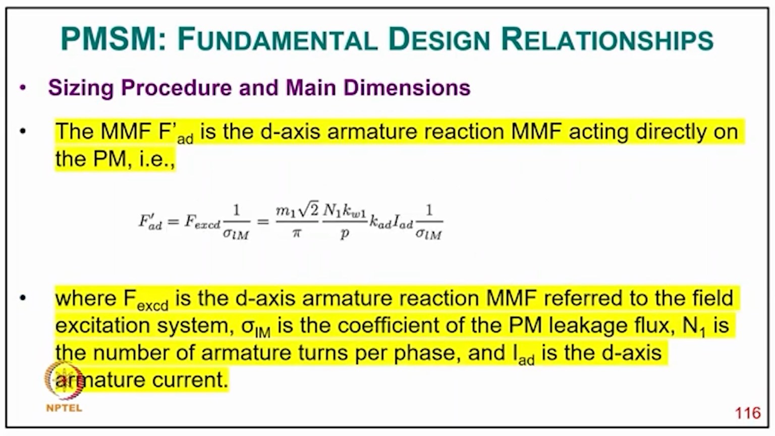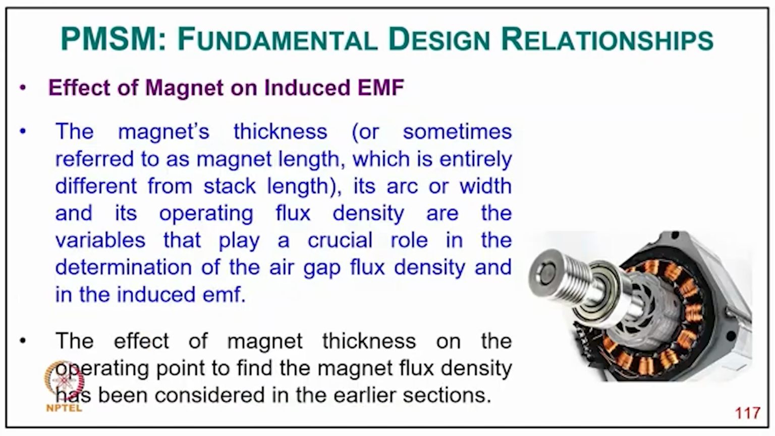So F AD dash is the direct axis armature reaction acting directly on the PM, that is F AD dash equal to F XD times 1 upon sigma LM, equal to M1 root 2 upon pi N1 KW1 upon P KAD IAD times 1 upon sigma LM, where FXD is the direct axis armature reaction referred to the field excitation, sigma LM is the coefficient of PM leakage, N1 is the number of armature turns per phase, and IAD is the direct axis armature current.